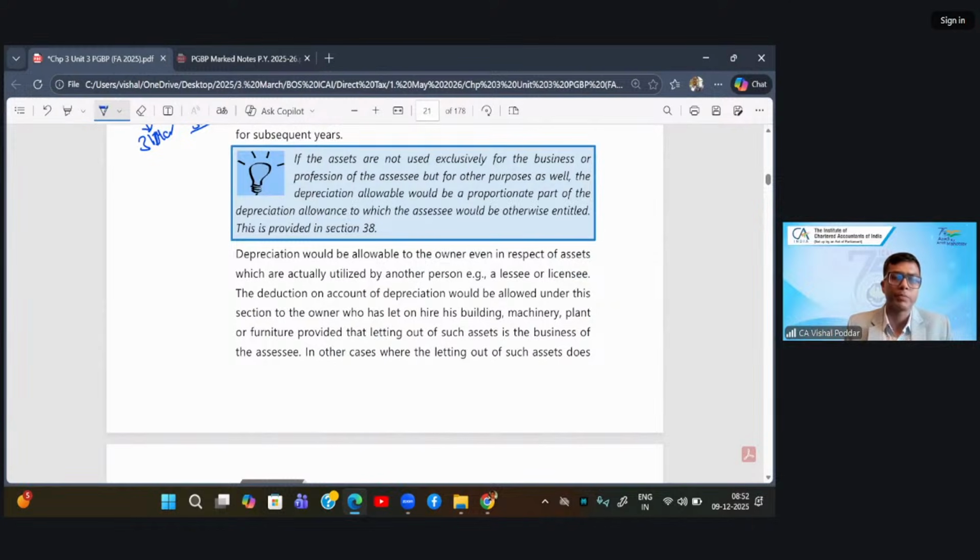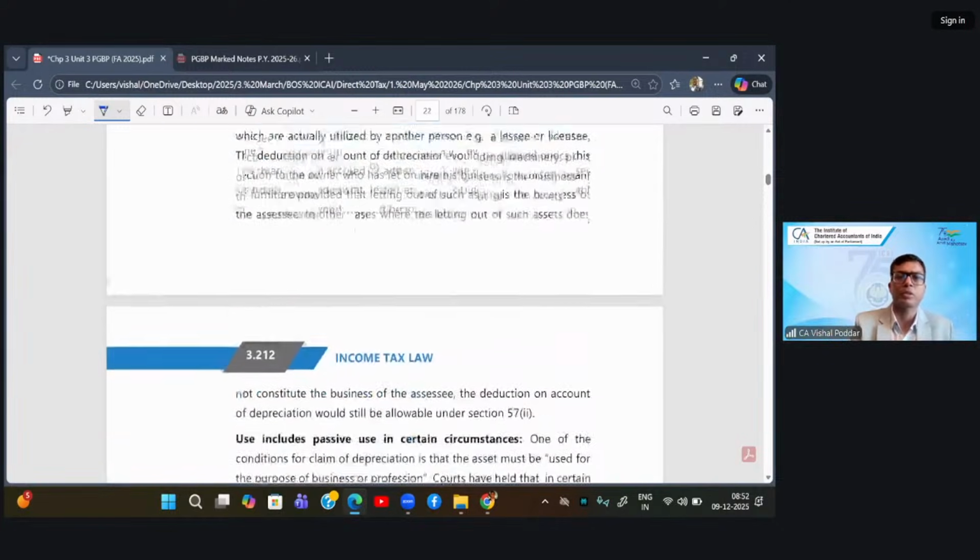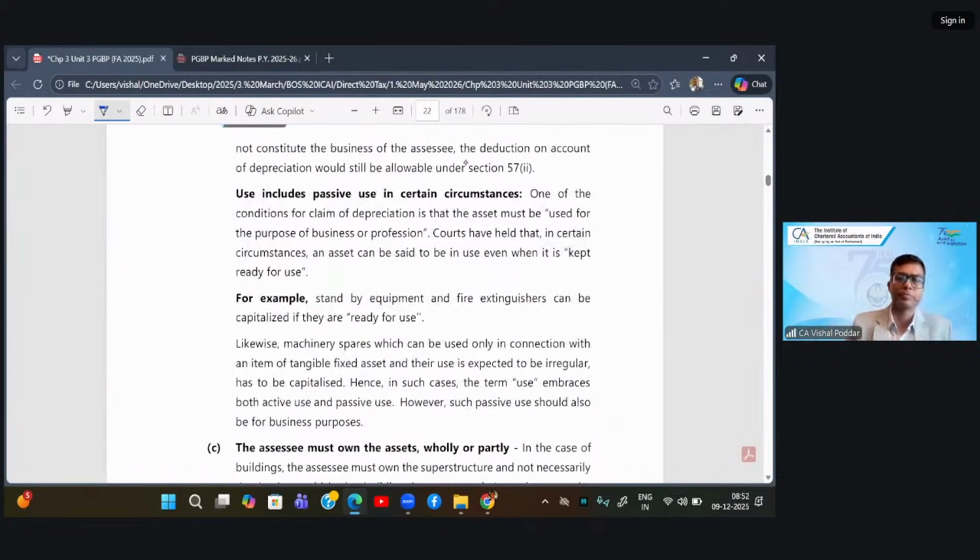So read this 50% as half, not the rate of depreciation. Next point, which I just mentioned a few minutes back, where the asset is not used only for business, but it is used for other purposes as well. Again, as per 38, you will take proportionate depreciation. The same point was in rent and other expenses also above. The same thing continues for depreciation.